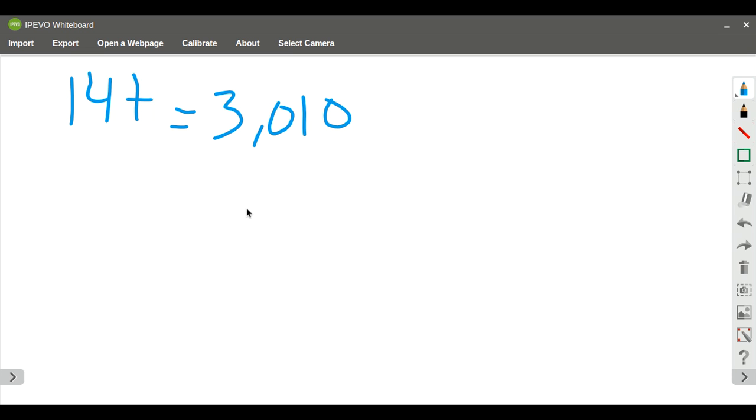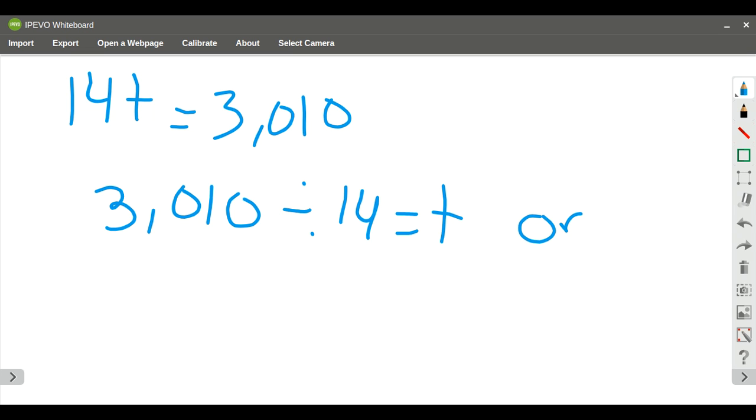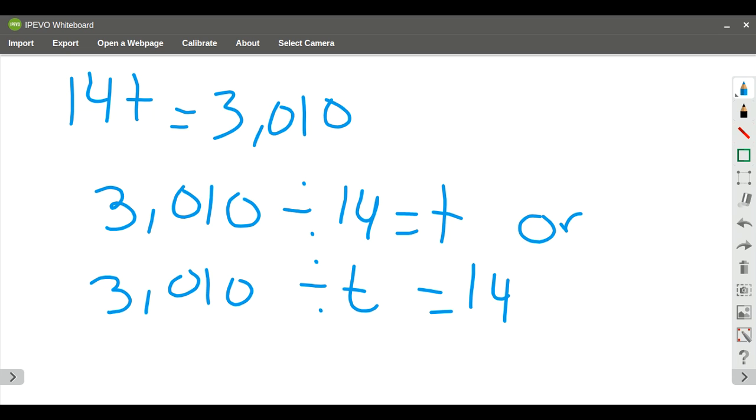I can do my division problem one of two ways. My total value of 3,010, I can divide by 14, and that will give me t. Or I can take 3,010 and divide that by t to give me 14. Because I'm using inverse operations, I can write 14t equals 3,010 as this division equation or this division equation.